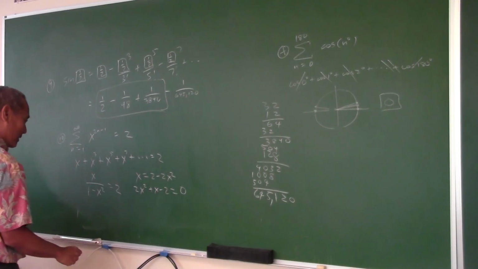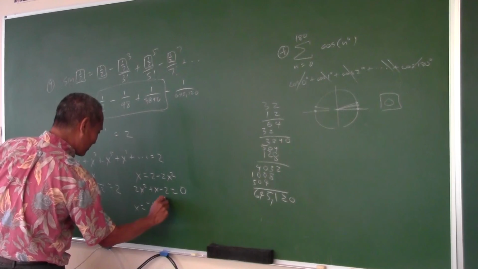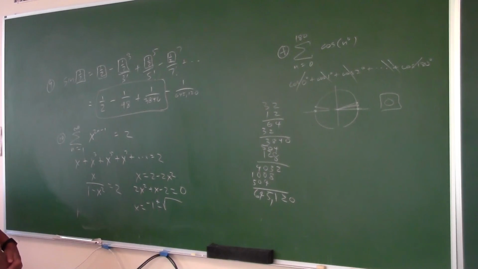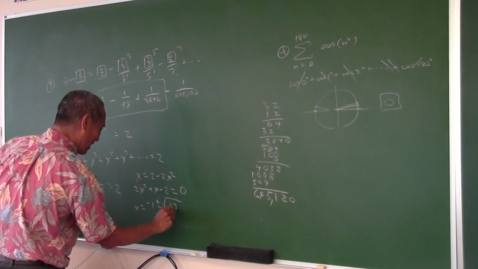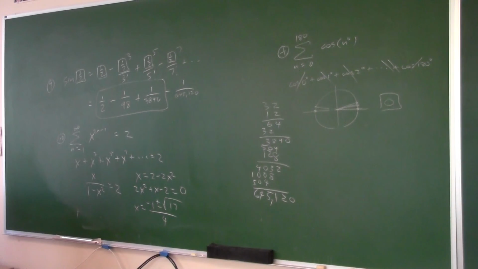That doesn't look factorable. So using the quadratic formula, x equals negative b plus or minus the square root of b squared, 1, plus 16, that's 17, all over 2a, which is 4. So 2 answers. Box that, that's the answer.